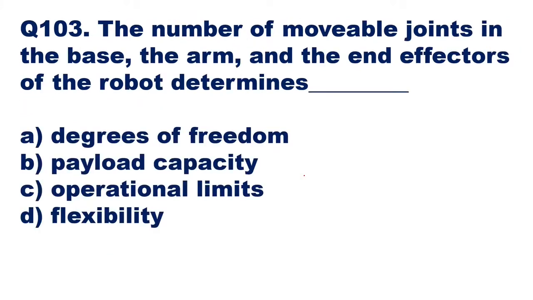Then we'll go to the next question, question number 103. The number of movable joints in the base, the arm, and the end effectors of the robot determines what? The number of movable joints will determine the degrees of freedom, how it is going to move in a straight line and how it is going to move in rotation. That will be decided by the number of movable joints in the base, arm, and the end effectors.